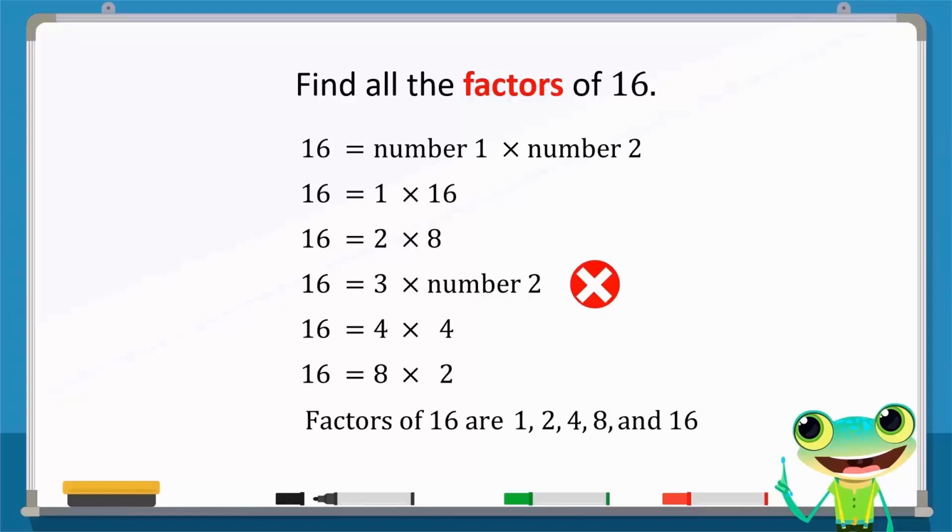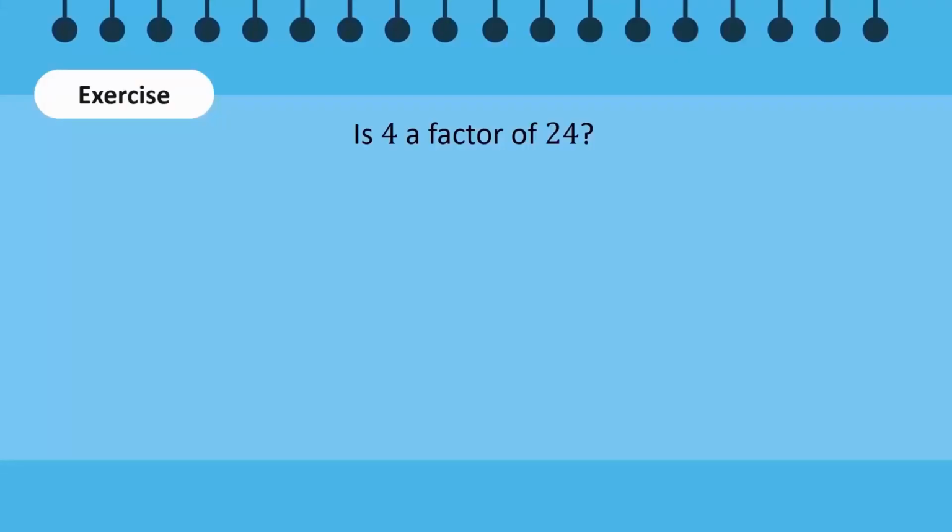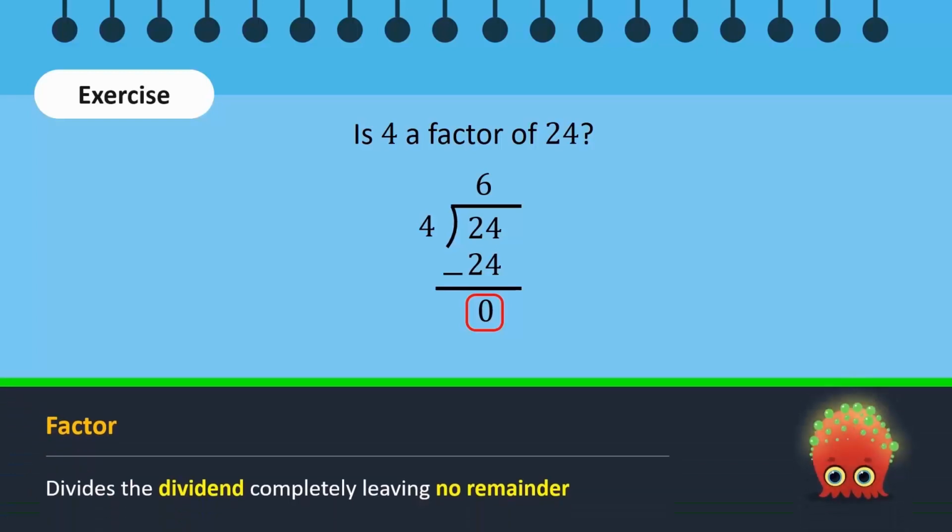Take a moment to determine if these statements are correct or not. Is 4 a factor of 24? 4 divides completely into 24, and the remainder is 0. Recall that a factor is a number which divides the dividend completely, leaving no remainder. Therefore, 4 is a factor of 24.